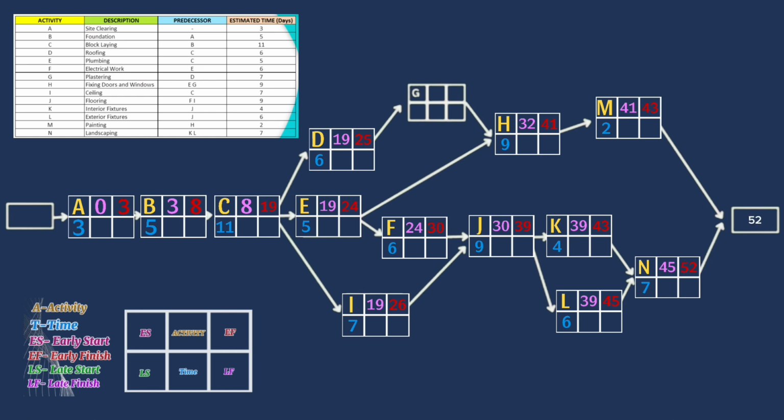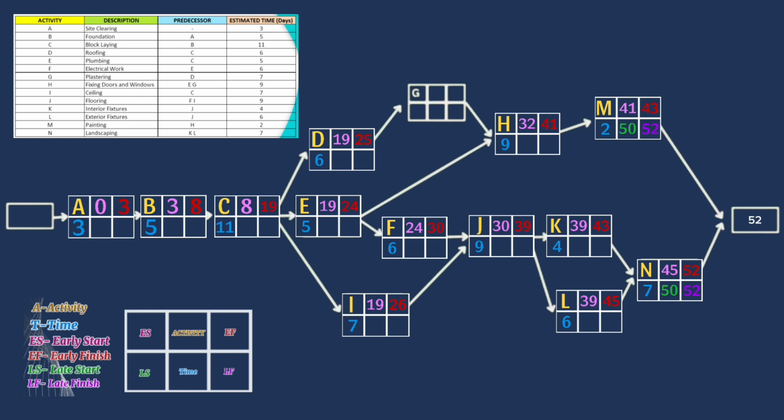The project's completion time is 52 days because the highest earliest finish time between activities M and N is 52. Now, after completing the forward pass and identifying the earliest finish time of the project, which is 52 days, we will proceed to the backward pass. Since the project completion time is 52 days, the latest finish time for the finish activities M and N has to be 52. In order to identify this, we can use the formula for the backward pass, which is latest start is equal to latest finish minus time. So the latest finish for activity N is 52.